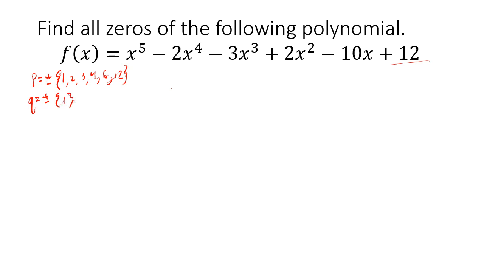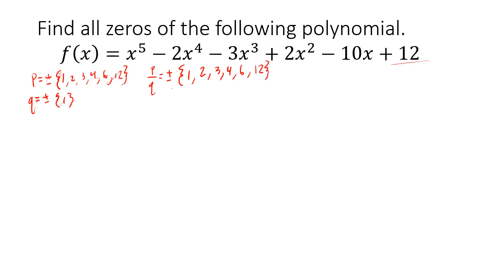So that means P over Q, the list of all the possible rational zeros for this function, are just the P's, right? Because everything in the P would be divided by 1. And so we could just write those out again. We have possibly 1, 2, 3, 4, 6, and 12.